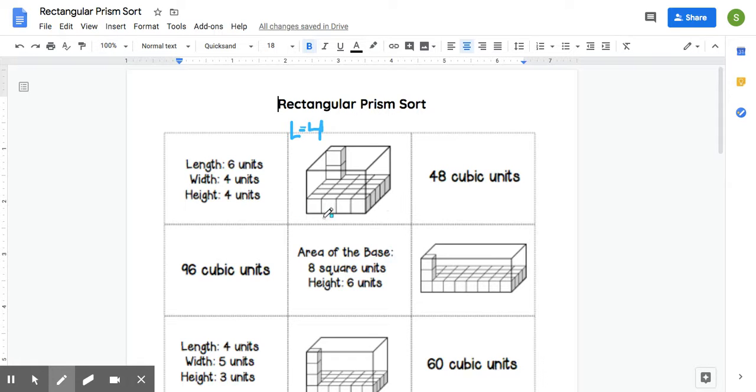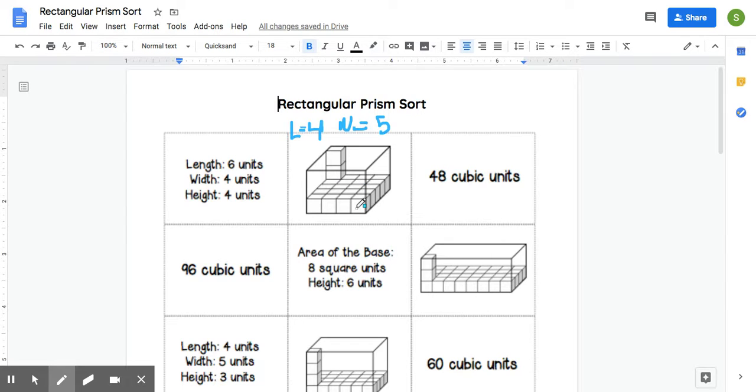Now let's figure out the width. I know we need that. So the width is going to be how deep our rectangular prism is. So let's count that. We have 1, 2, 3, 4, 5. Our width would be 5 units. Now, it's just a little hard to write on here, but usually I should be writing units for these.